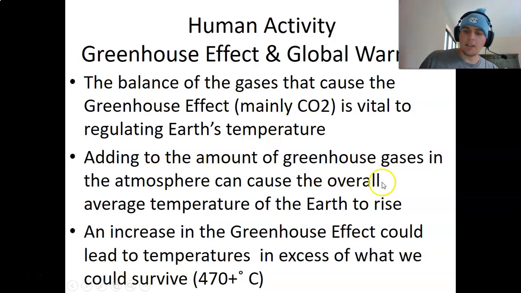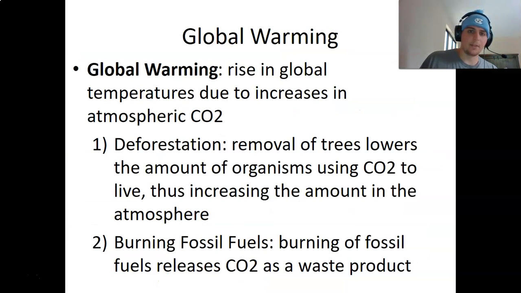Okay, so if we add to the amount of greenhouse gases, that causes the overall average temperature of Earth to rise because more heat is getting trapped. And if we increase the greenhouse effect too much, it could lead to temperatures in excess of what we could survive. Okay, which is not going to be good.